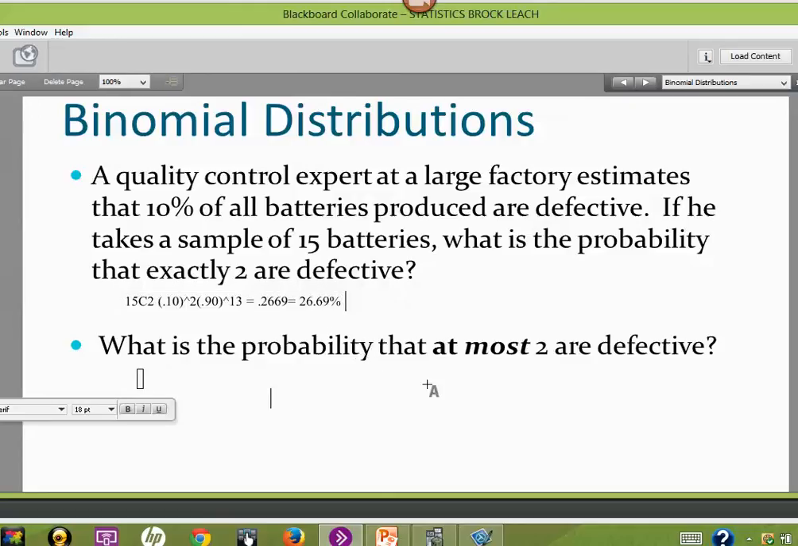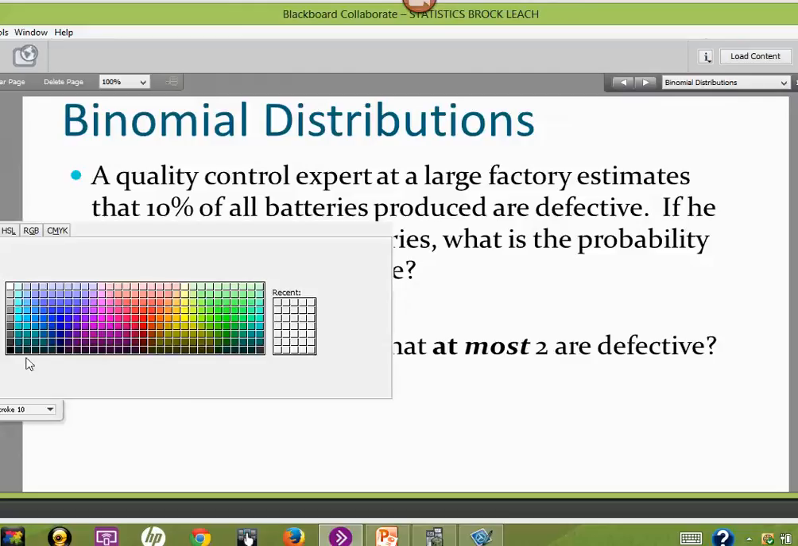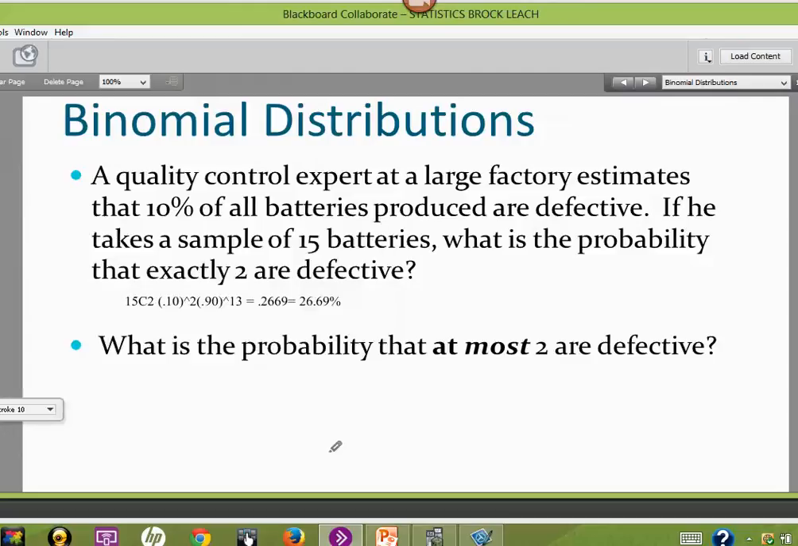Now here it gets a little more tricky. Here we want to know what's the probability that at most two are defective. Well, at most is something a little bit different. At most suggests that there are multiple ways to be successful, right? In this case, we would have to set this up as an inequality. As far as my successes go, the number of x's, at most 2 would mean that we would have less than or equal to 2 defects.